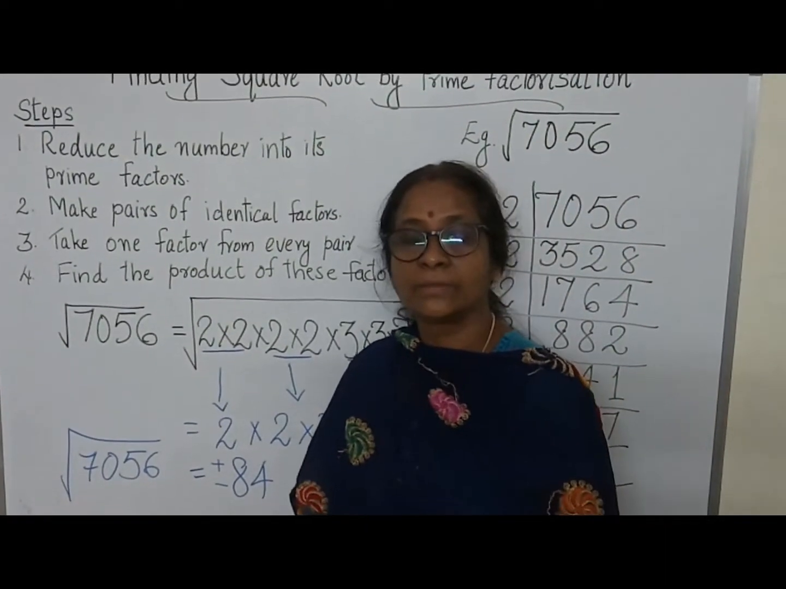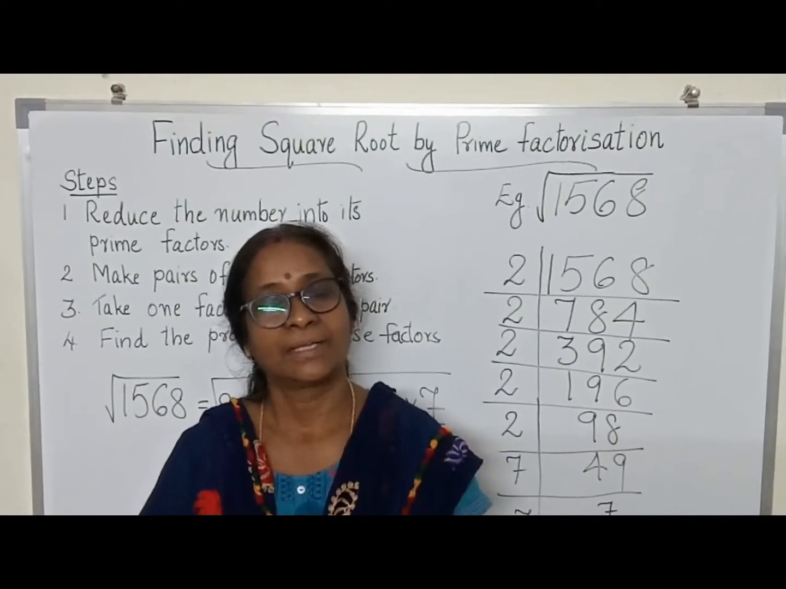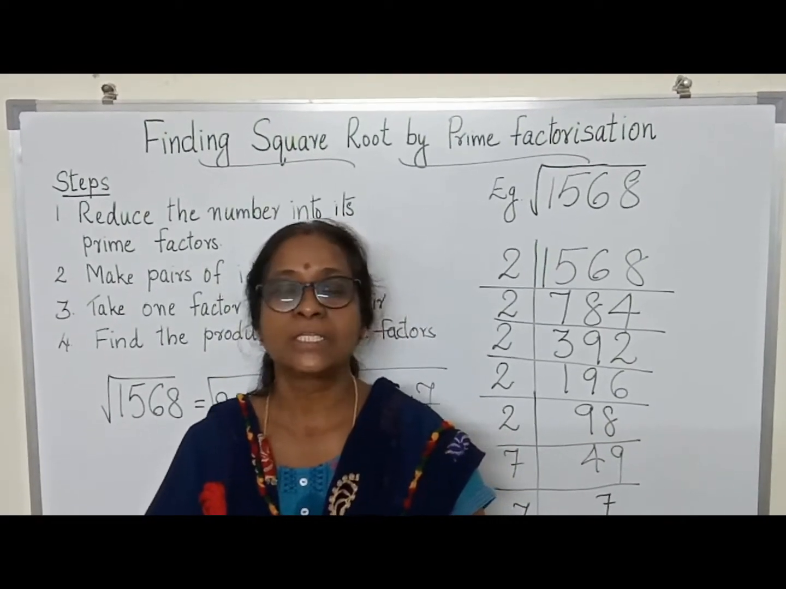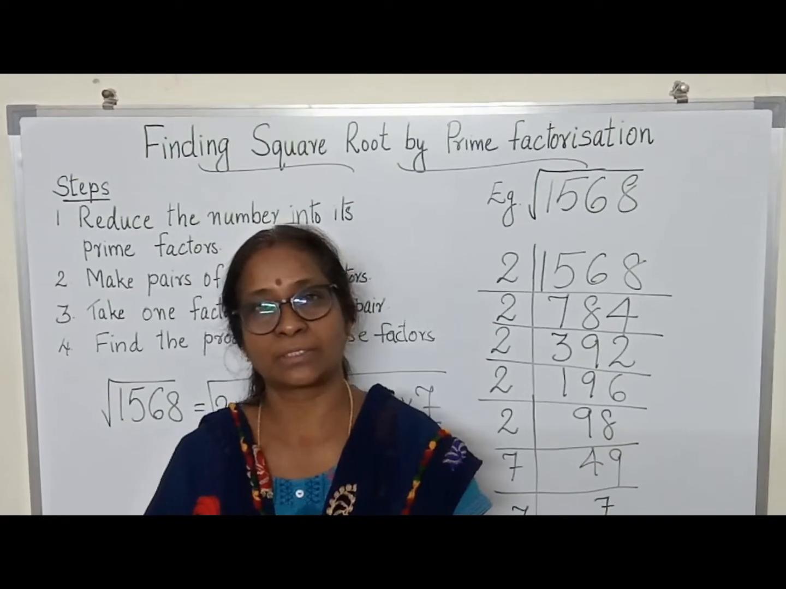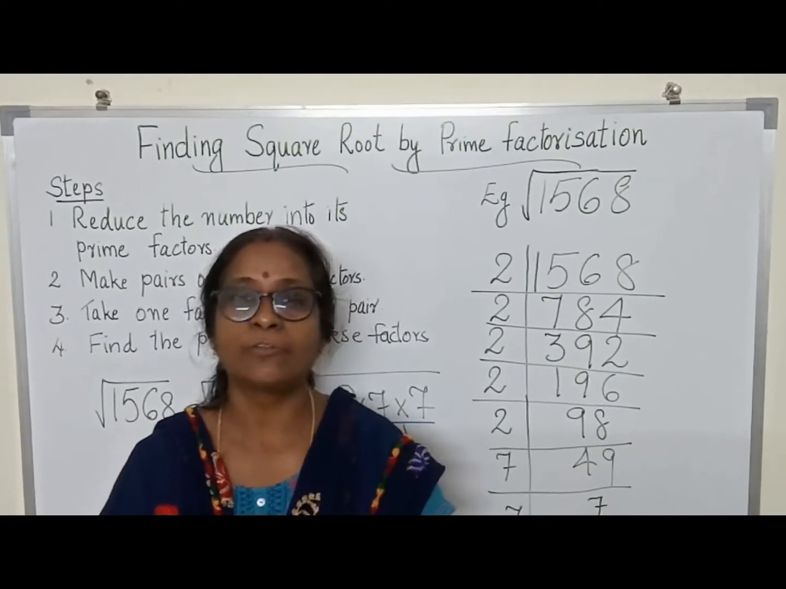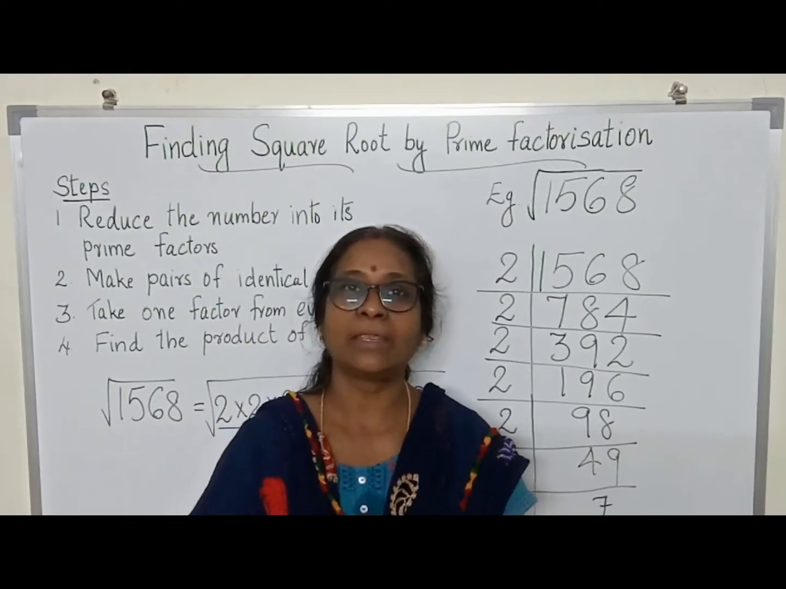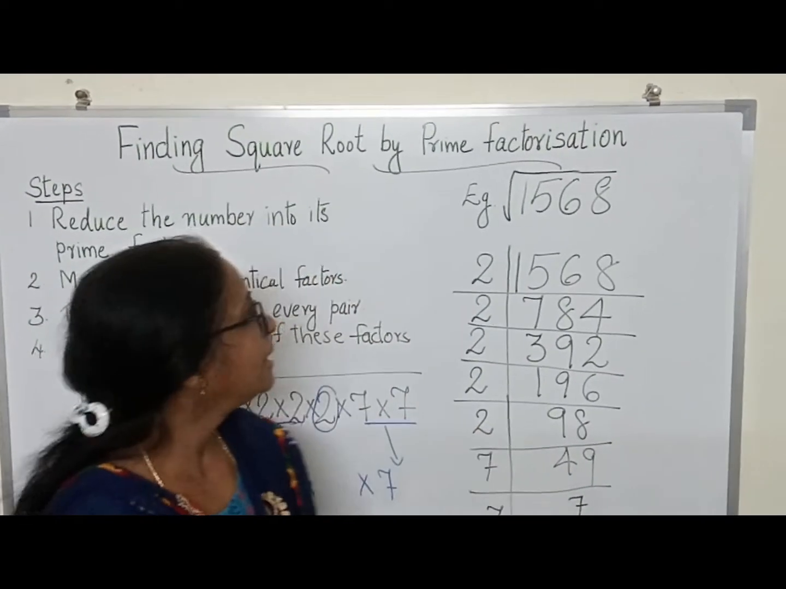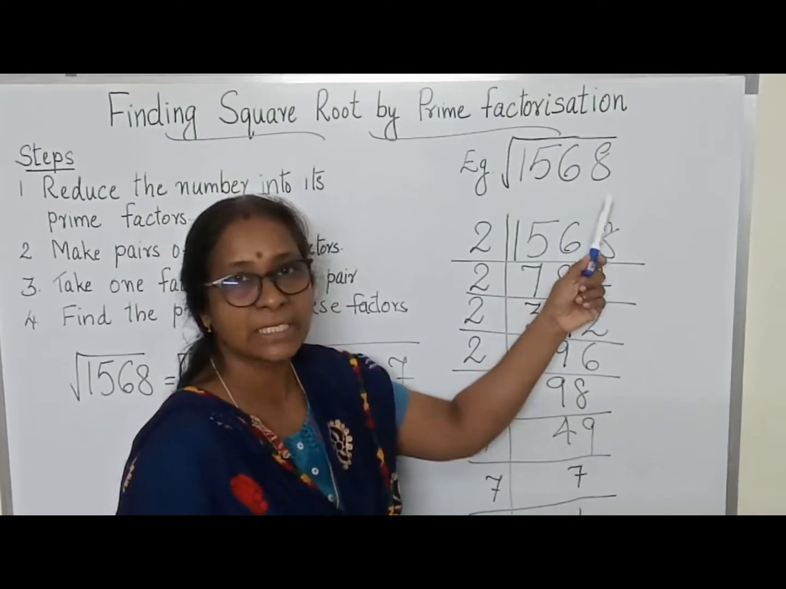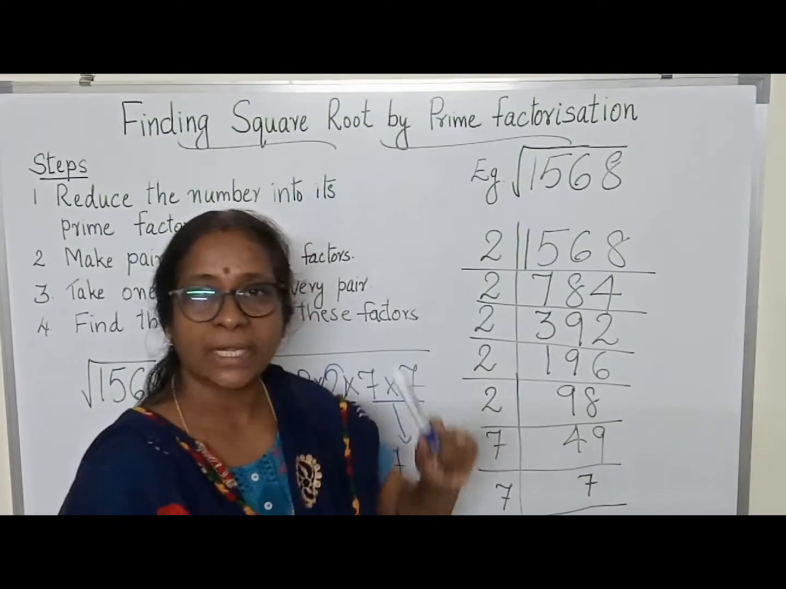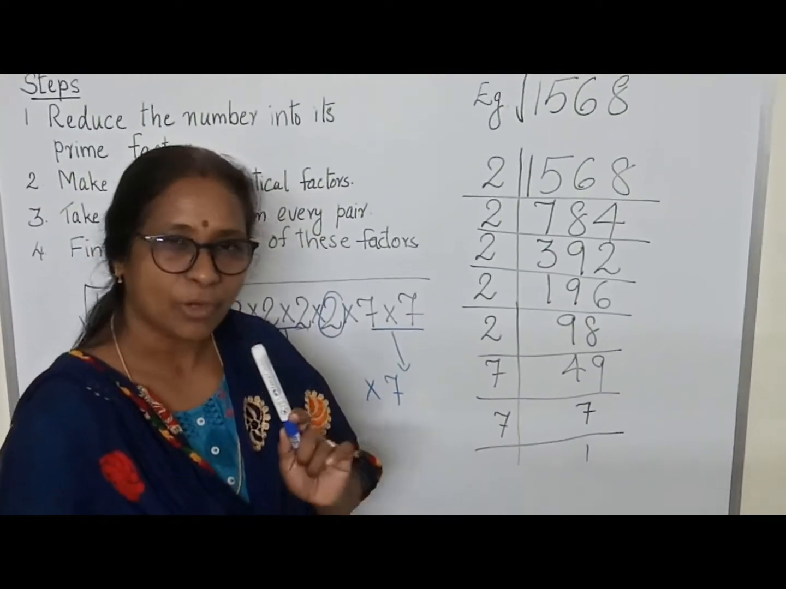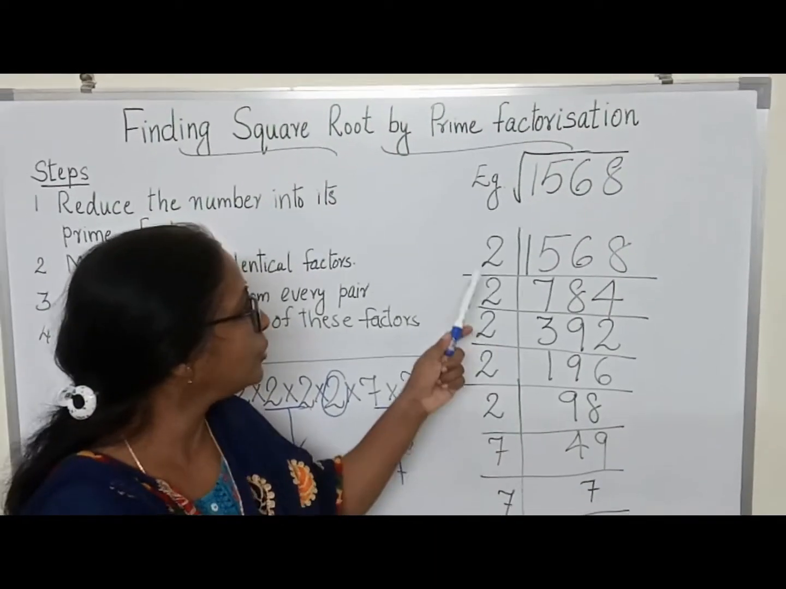Now clear? In the previous two examples, we saw how to find the square root of perfect squares. Now, if the number is not a perfect square, how to find its square root? Let us see with an example: the square root of 1568. The method is the same. The complete procedure is the same. There is only one difference. Let us see how to do it.